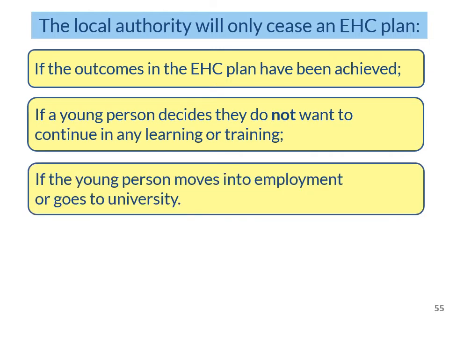The plan could cease if your young person chooses to take up a job, unless they are doing a supported internship, as this is still training to support them to move into employment. Or it could cease if they move on to university. This doesn't mean that a young person won't be able to get support at university. It's just a student will need to apply for help through the Disabled Student Allowance Scheme instead. And it's best if they declare their needs when they apply for a place at university.